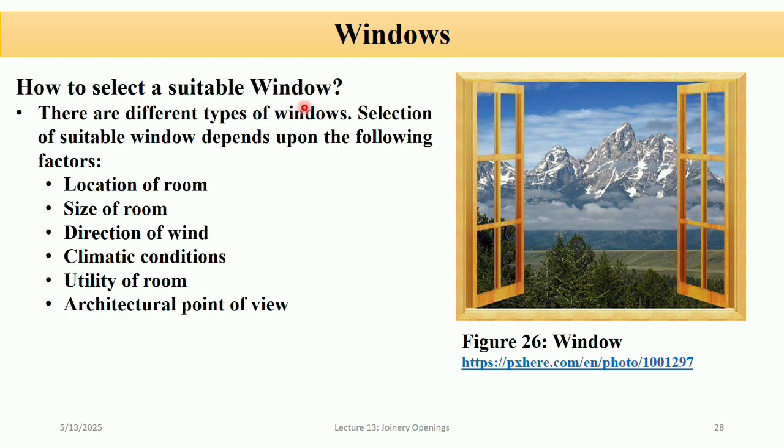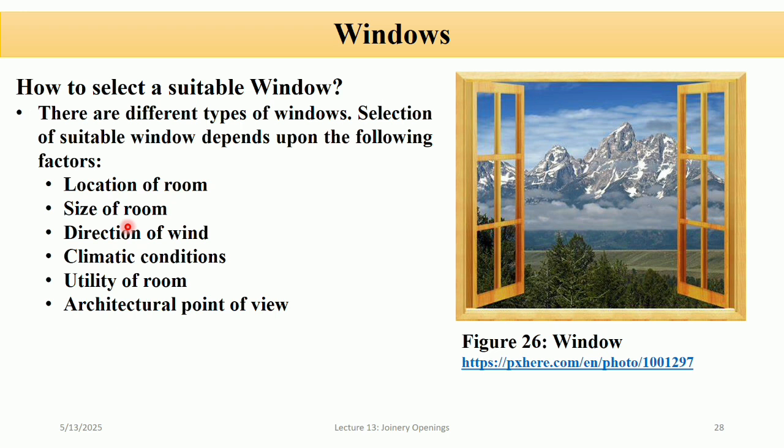How to select a suitable window? So there are different types of window, and the selection of suitable window depend upon the following factor: location of room. So room on different sides of a building may receive a varying amount of sunlight and wind. So for example, room facing the south in Pakistan usually get more sunlight. So windows should be designed to control heat and light.